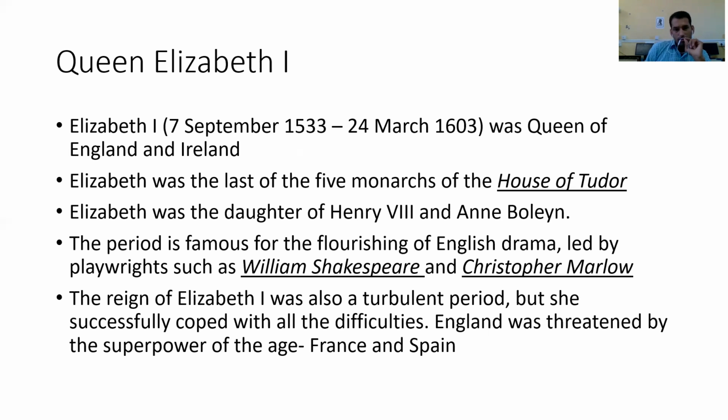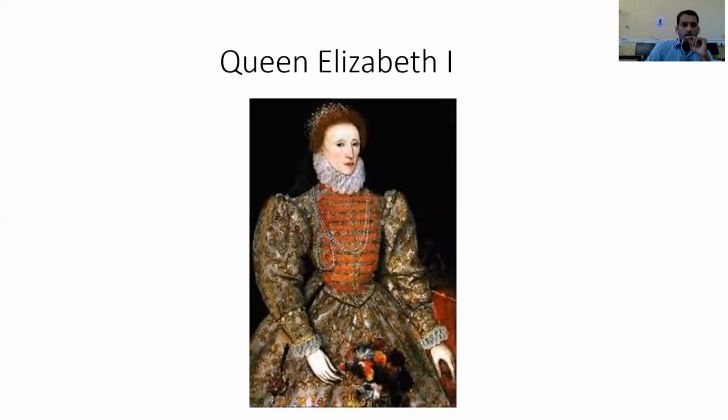The reign of Queen Elizabeth I was also a turbulent period, but she successfully coped with the difficulties. England was threatened by the superpowers of the age, France and Spain. In those days, France and Spain were the superpowers. So there were various kinds of threats to England because of warfare. So this is Queen Elizabeth I.